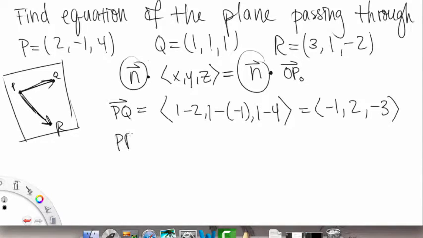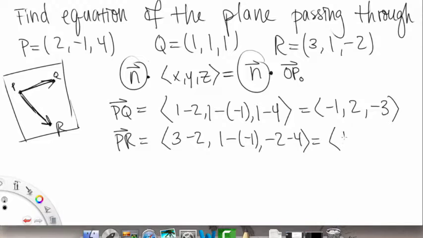Okay, and then the next one we'll find is the PR vector. We'll do the same thing here, but this time our endpoint is R. So we'll have 3 minus 2, and then 1 minus -1 again, and -2 minus 4. Okay, so this is going to turn out to be 1, 2, and -6.